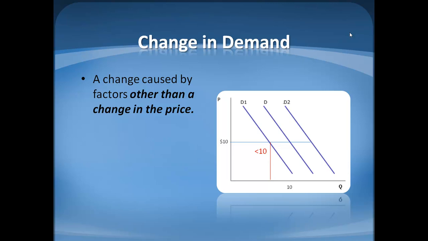Well, uh-oh, something happened. We don't know what. We know it wasn't price, though, because the price stayed $10. And now D1 tells us that people only want less than 10. All right, we have to figure out what that cause was. D2 shows us that, wait a minute, now there's a change and people want more than 10. They want more of a good even though the price didn't change.